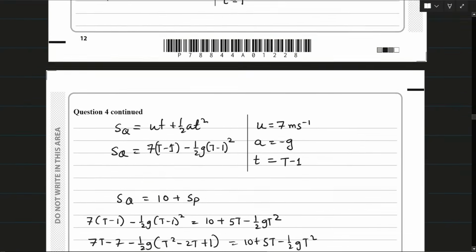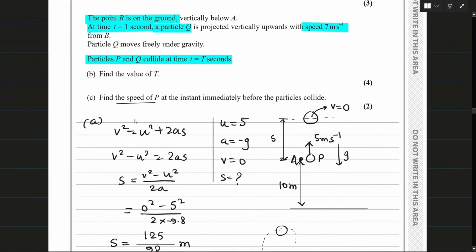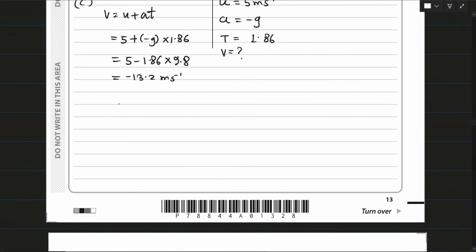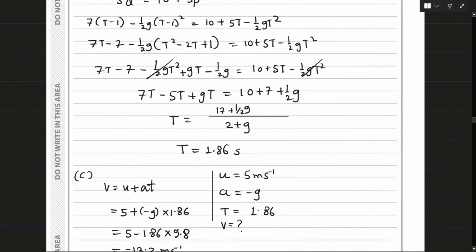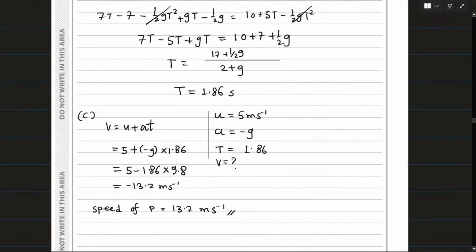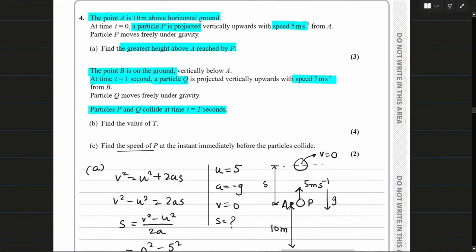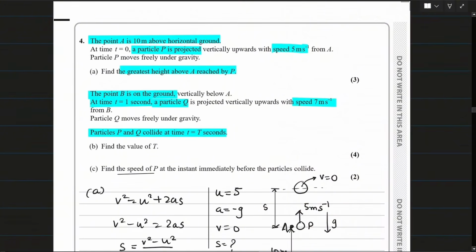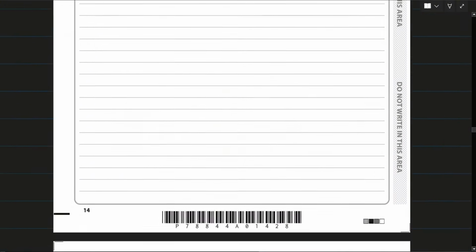Now we see in the question that we have to find the speed of the particle. The speed of P is basically the magnitude of this value. So 13.2 is our answer. This is the answer to our question number 4. So this concludes our question number 4. We can now move on to the next question, question number 5.